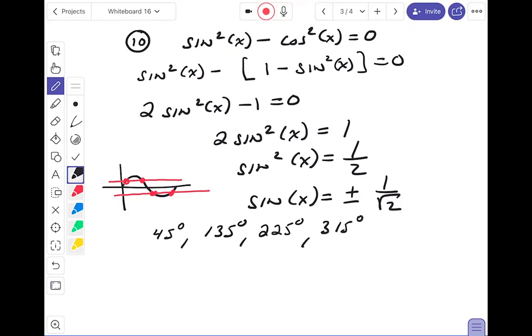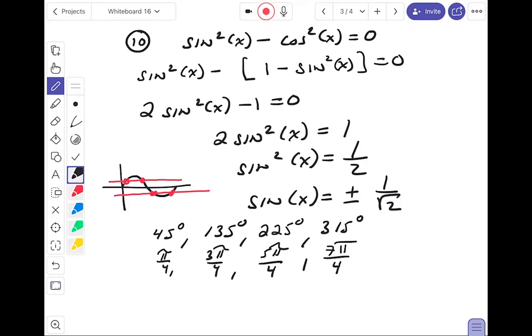All right. So if you want to write them down in radian measures, pi over 4, 3 pi over 4, 5 pi over 4. Let's see if I'm doing that right. Yeah, and then 7 pi over 4. All right. A bunch of answers there.